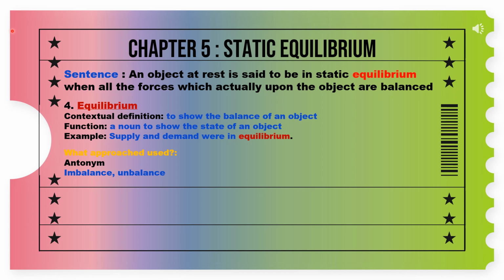Chapter 5, Static Equilibrium. The sentence: an object at rest is said to be in static equilibrium when all the forces which act upon the object are balanced. What is the contextual definition of equilibrium? It is to show the balance of an object. The function is a noun to show the state of an object. For the example, supply and demand were in equilibrium. The antonym is imbalance or unbalanced.